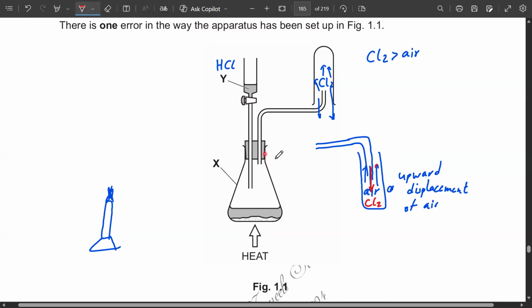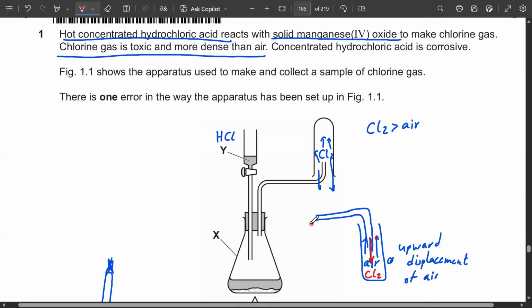And one more way by which we can collect the chlorine gas is that instead of using that tube, we can also use a gas syringe. You are familiar with the gas syringe now, with the plunger at the end. So this gas syringe can be used instead of using the tube. As you know, it is set at the horizontal position to the delivery tube.